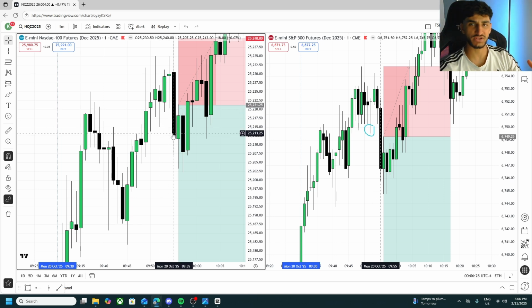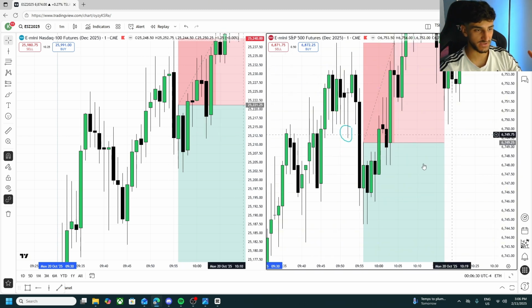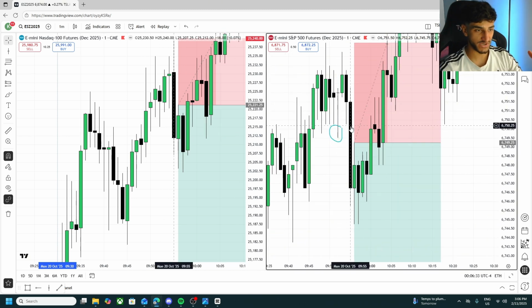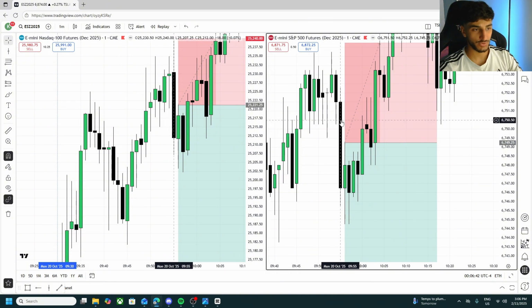Okay, let's look at the right hand side and see if ES is doing the exact same thing. And as we can clearly see, that price is actually displacing and is actually creating a market structure shift to the downside at that 955 candle, closing below this swing low right here.